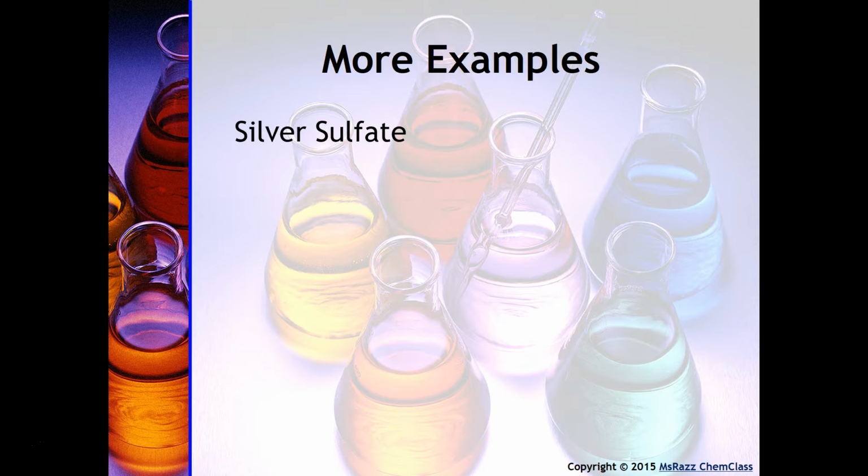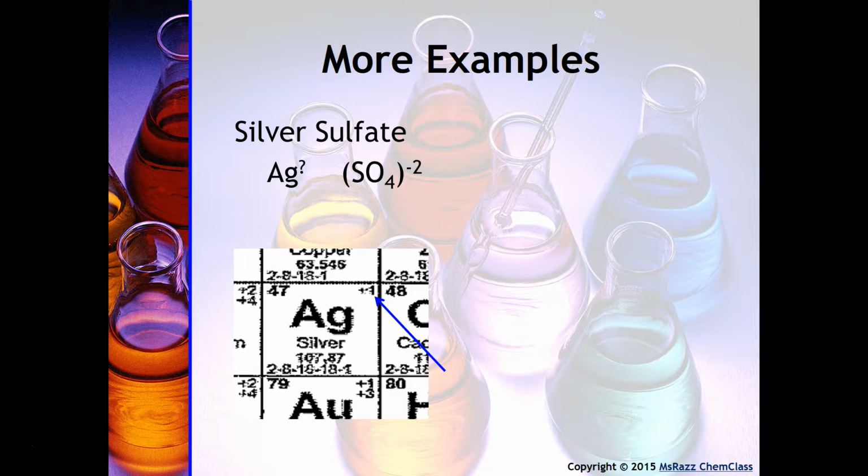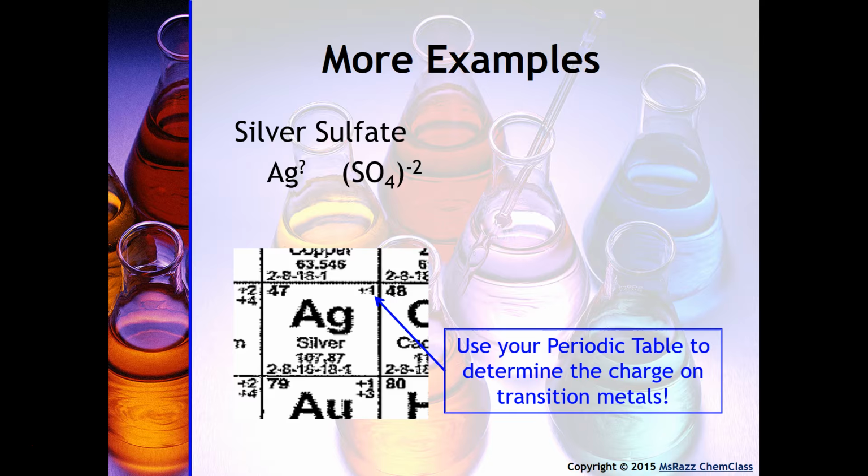Here's another example, silver sulfate. And if you're looking on your periodic table as far as what the charge of silver is, you may be a little confused because it's actually in the transition metals section. So this is where your periodic table comes in handy, because on your periodic table, I actually tell you what the charge is. So you should see a +1 there, and that would indicate that the charge on silver is going to be +1. So you have to use your periodic table to determine the charge on any transition metal. So that means silver is going to be +1.